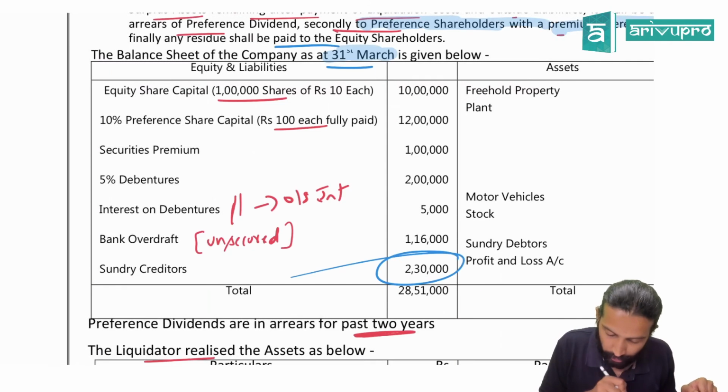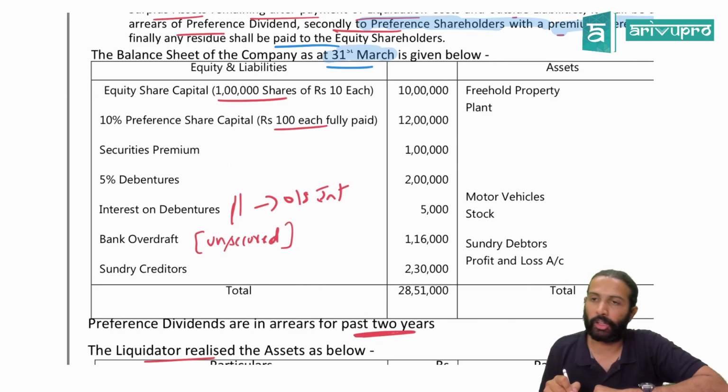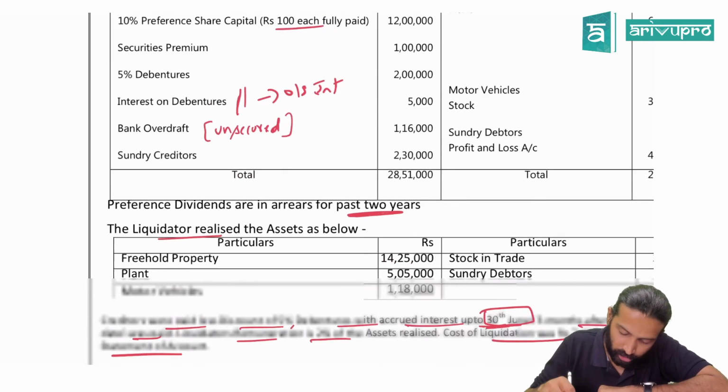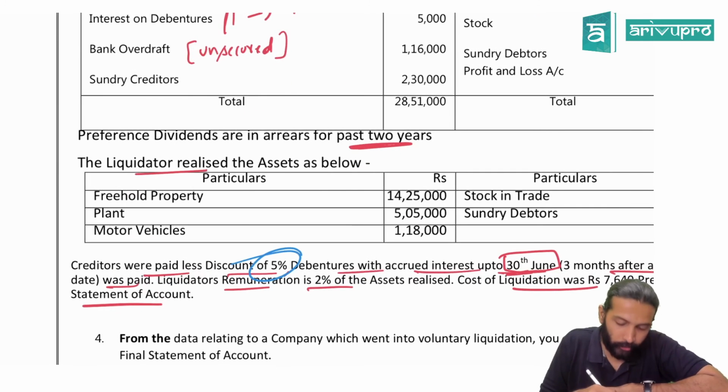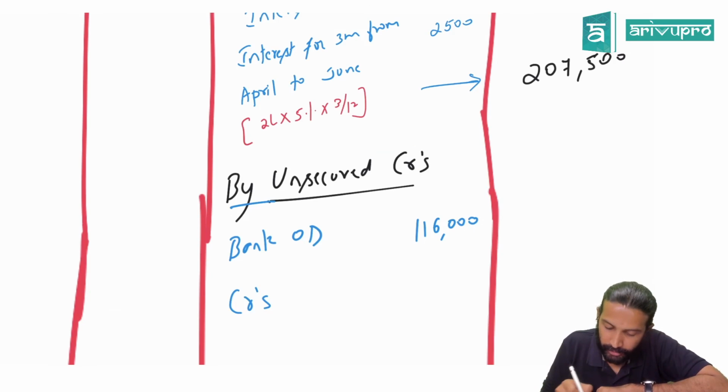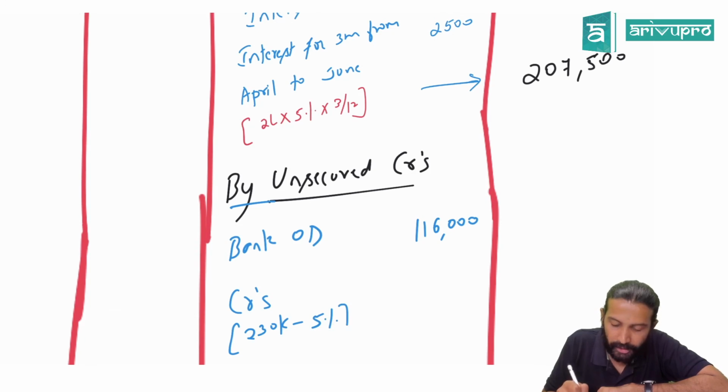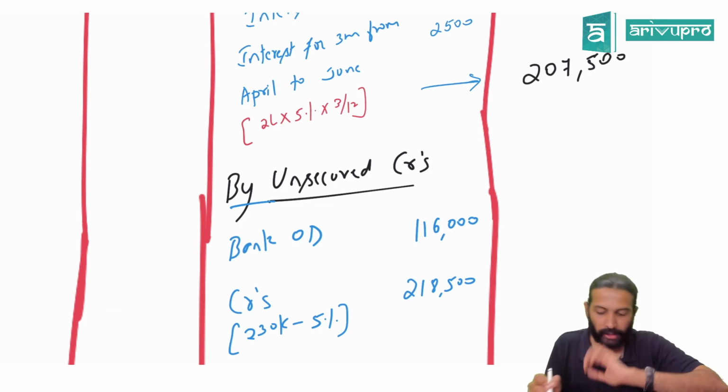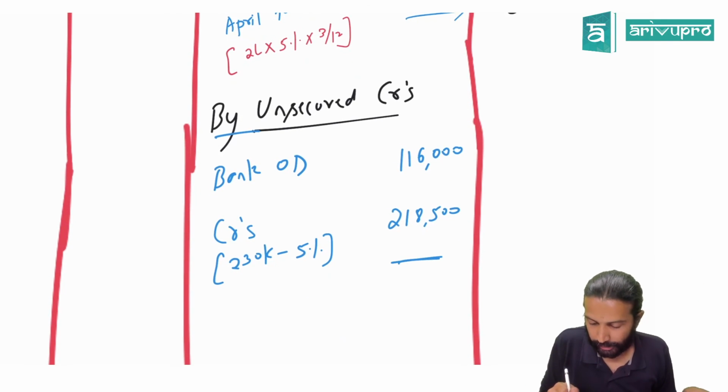The balance sheet value of creditors is 2,30,000. Did you pay 230 to the creditors or you got some discount? You got 5% discount. That means can I write creditors in bracket? I can write 2,30,000 minus 5%. Can I write now? So how much will be that? 2,18,500. Or you can write 2,30,000 into 95%, whatever you are comfortable in calculating.